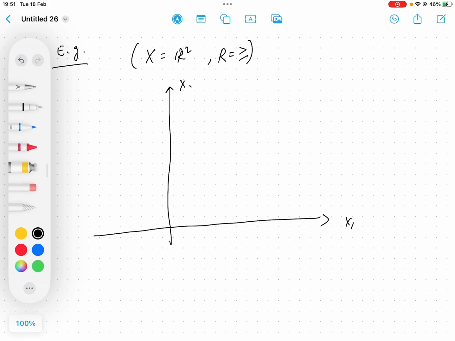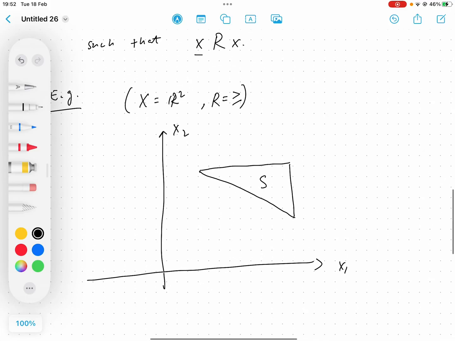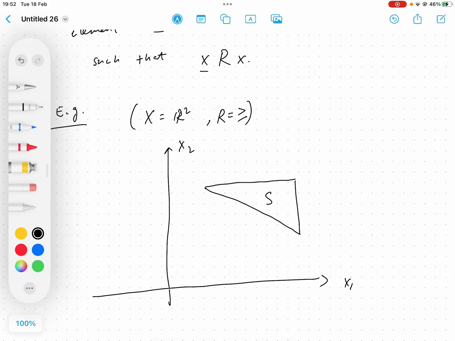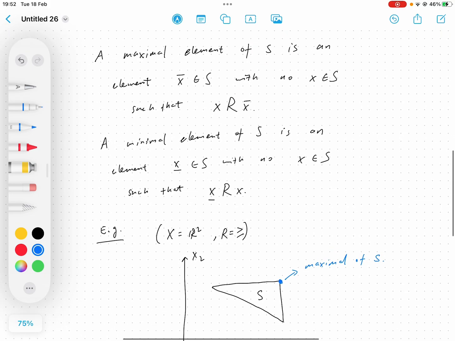Let's say this is x1 and this is x2. Let's say we have this sort of triangle, and this is S, a subset of R2. We want to find this maximal and minimal. You can see that there is a maximal, right? We can directly see from this picture that it is this point. So this is the maximal of this S.